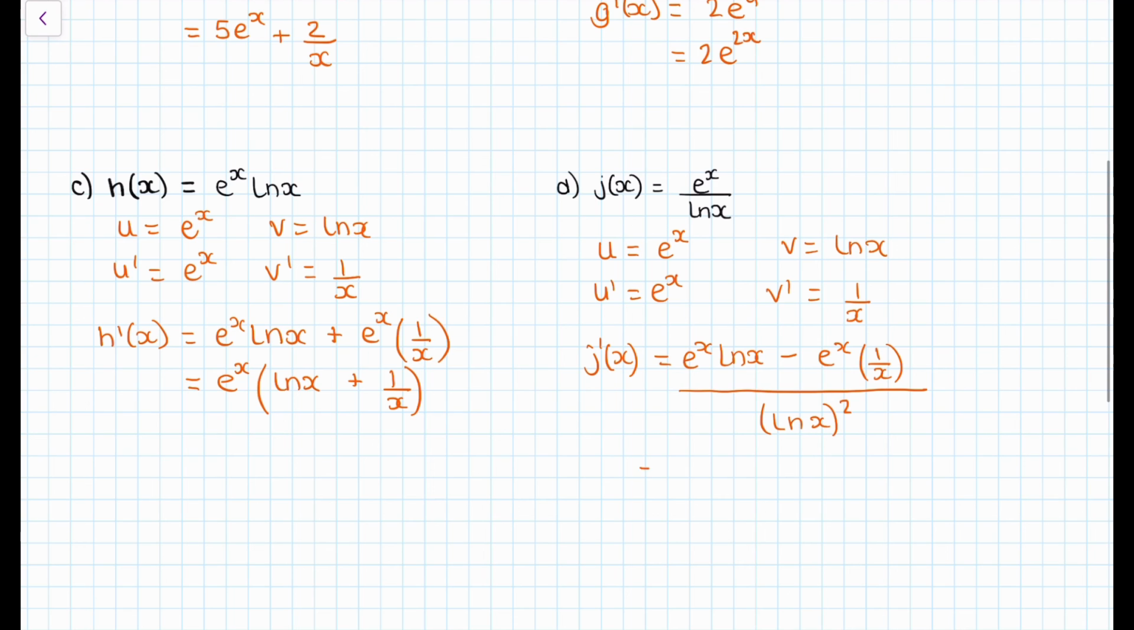And then once again we can factorise out e to the x on the numerator if we wanted to simplify it, if that was going to help us with another part of a question. But it is not always necessary. And that is the derivatives of exponentials and logs.